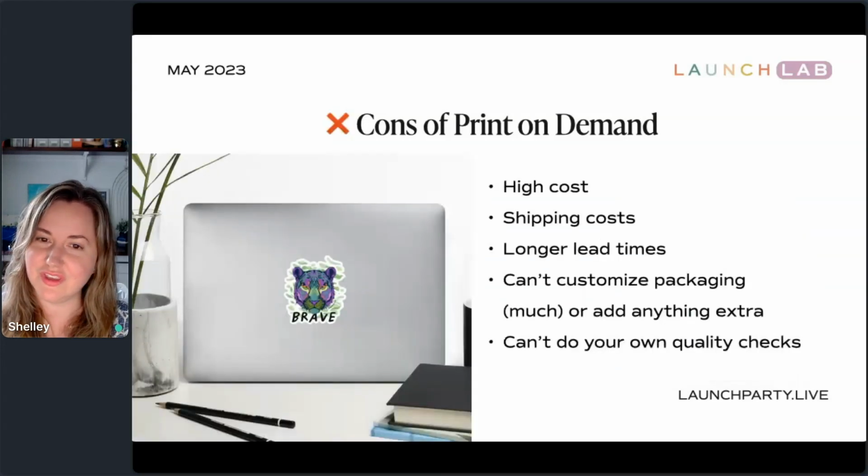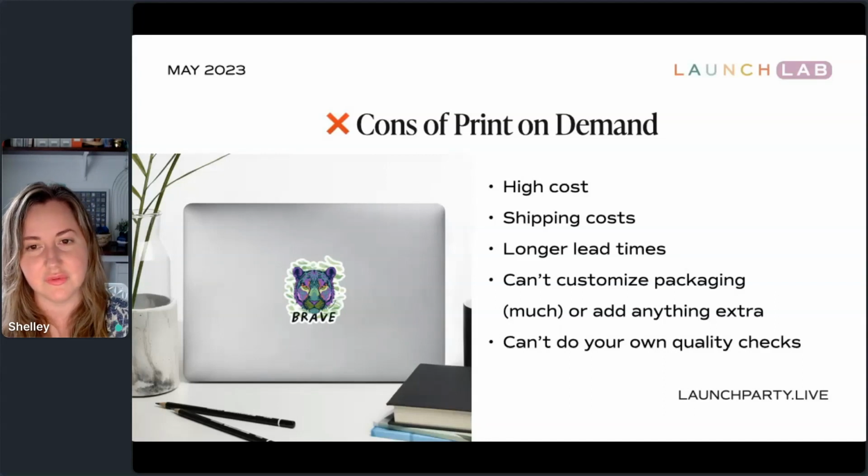So now let's get to the cons, and there are some. So number one is that it's expensive. There's a high cost to print on demand, which makes sense because we're not holding this inventory, which would cost less money. We're not shipping them ourselves, and products are being printed individually. So that does come at a higher cost. The profit margins are something you really need to consider with print on demand to make sure that it's actually going to be profitable for you when someone purchases one of your products.